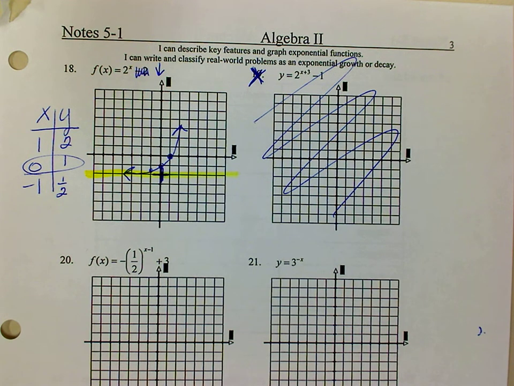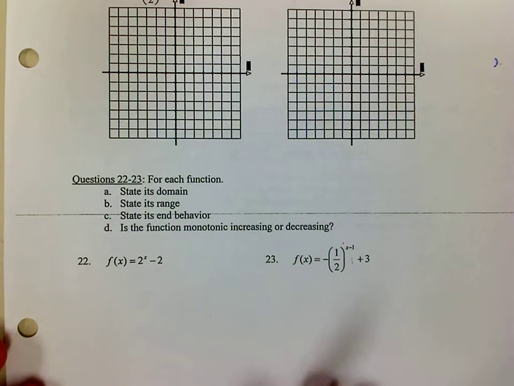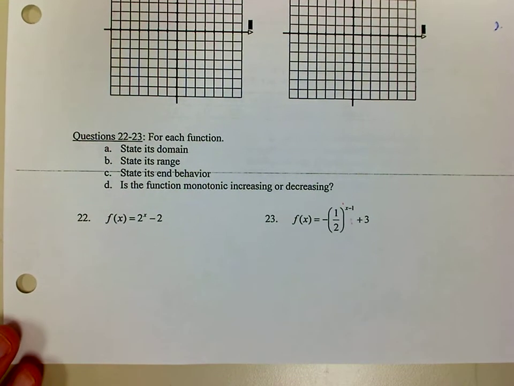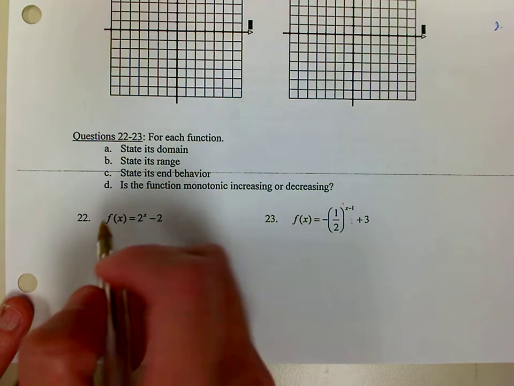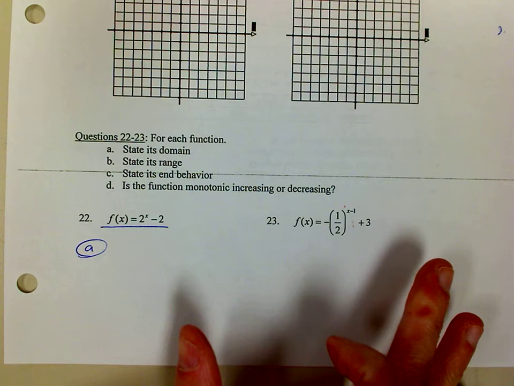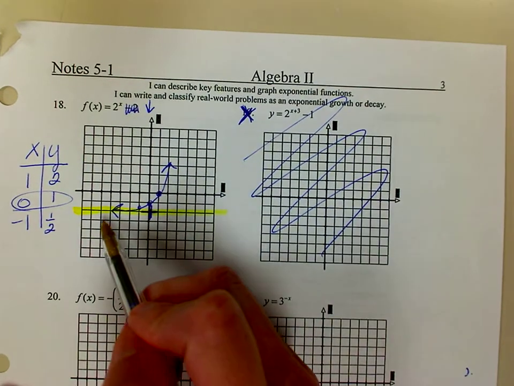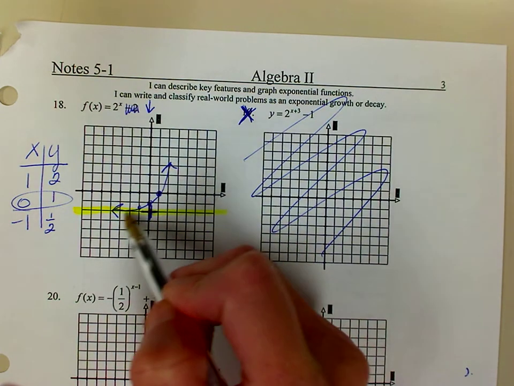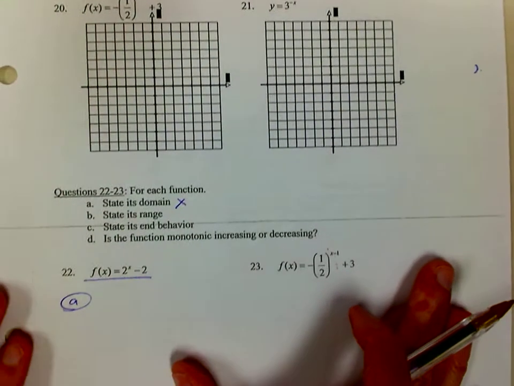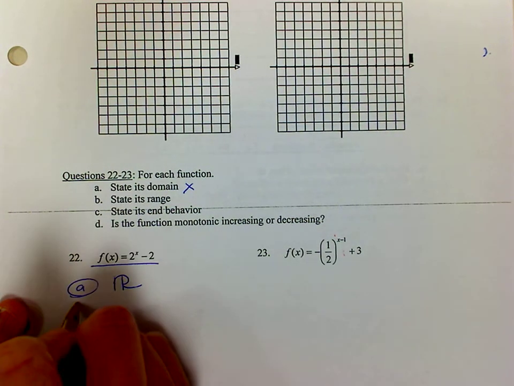Actually, before I do 20, I want to do 22 just because it's the same equation. So I'm going to do a lot of going back and forth here. So this is the same equation that I had back up on 18. So I want to find the domain. Those are the x values. So if I look, I have an arrow on the left, I have an arrow on the right, there's no breaks in between. Therefore, every single time for exponential growth or decay, your domain is all reals.